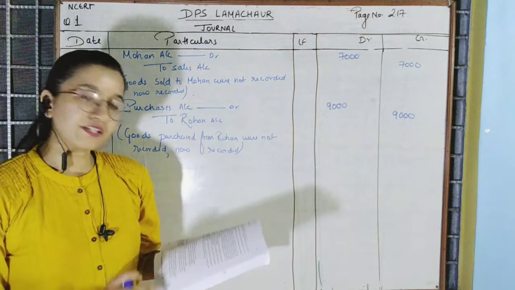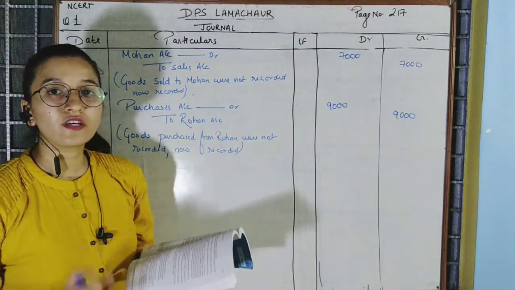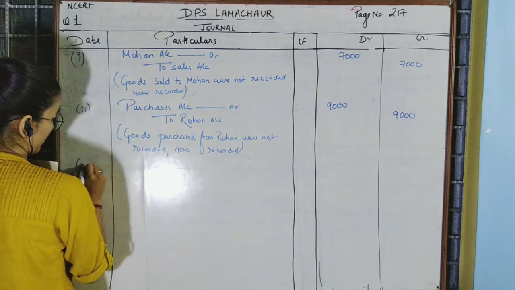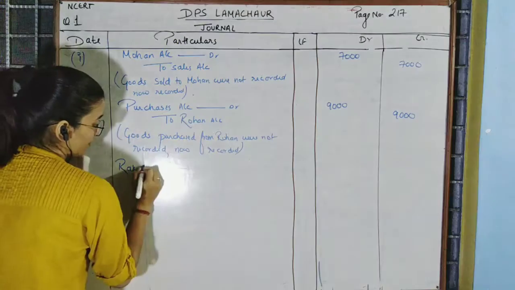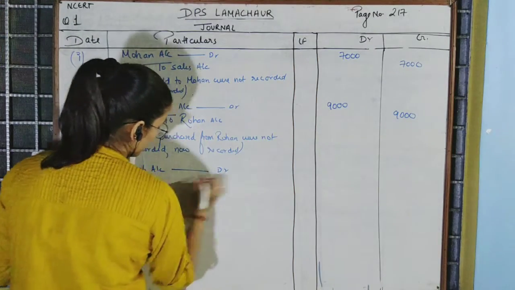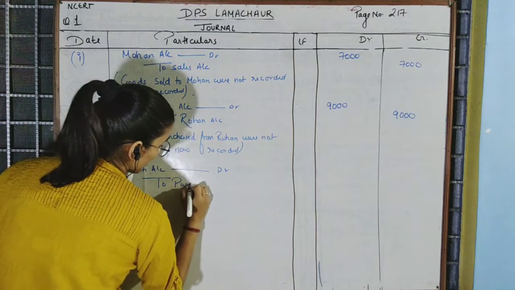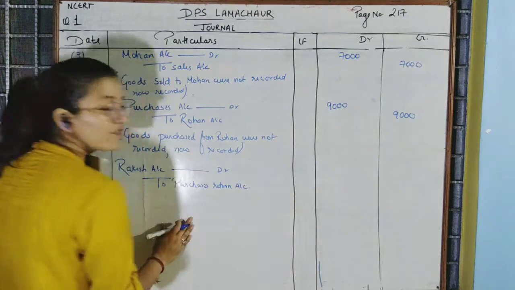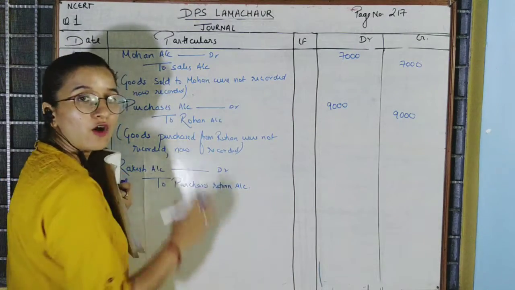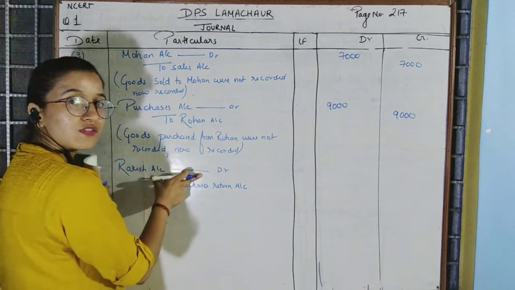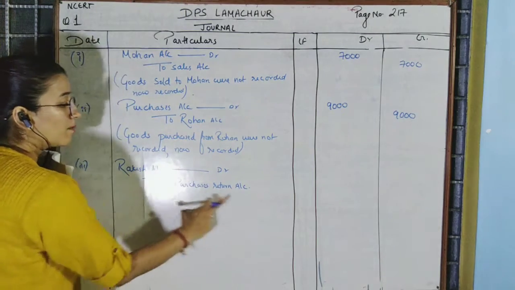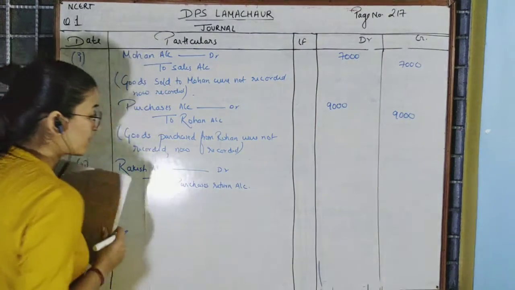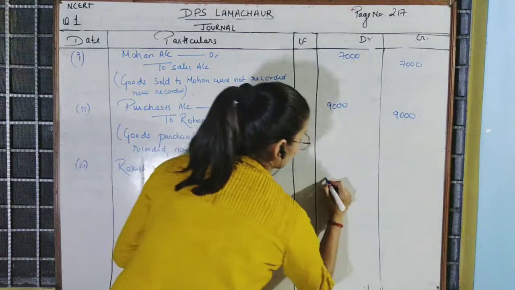Third transaction is goods returned to Rakesh rupees 4,000 were not recorded. So here to rectify this error, we will record this entry in journal, and the entry will be Rakesh account debit to purchases return account. As we have purchased the goods from Rakesh, now we are returning the goods to him. So he is receiving the goods, that is why he is debited. Purchases return is treated as income for us, that is why it is credited. Amount is 4,000.